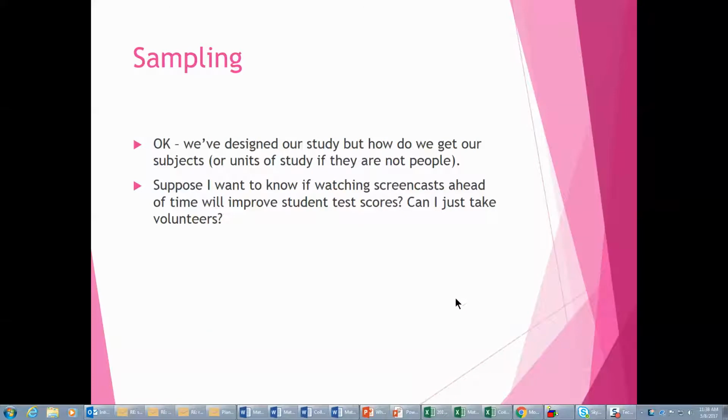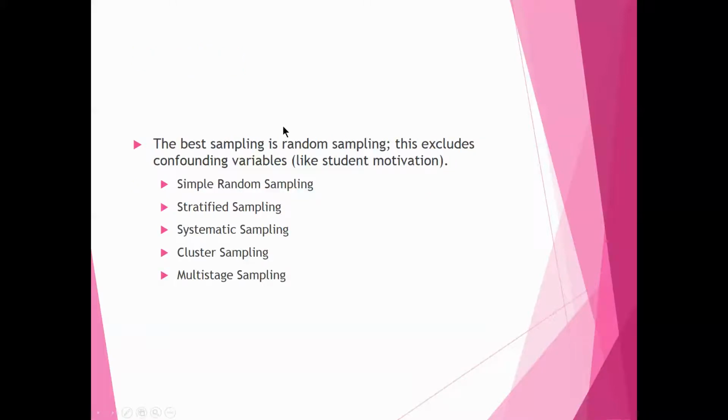Sampling takes up the question of how do you get the subjects or the units of study. Suppose I want to know if watching screencasts ahead of time will improve student test scores. Can I just take volunteers? The best sampling is random. It excludes confounding variables, like student motivation. If I just take volunteers, the most motivated students will do it, and they'll do well on the test.